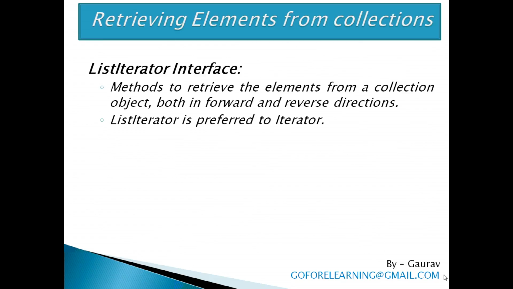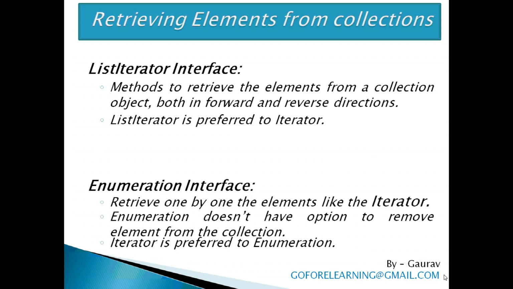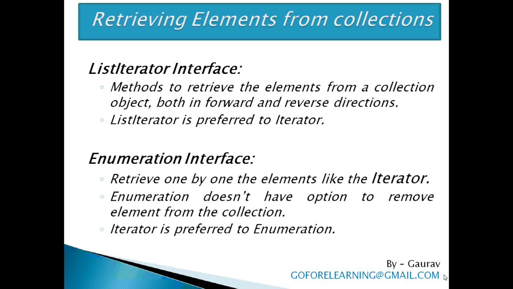Next is the ListIterator interface. ListIterator is an interface that contains methods to retrieve the elements from a collection object, both in forward and reverse direction. ListIterator is preferred to Iterator. Next is the Enumeration interface. This interface is useful to retrieve the elements one by one like the iterator. Enumeration does not have options to remove elements from the collection. Iterator is preferred to Enumeration.